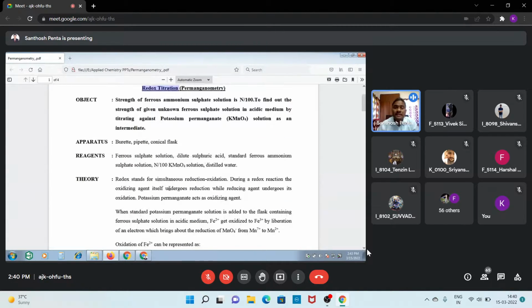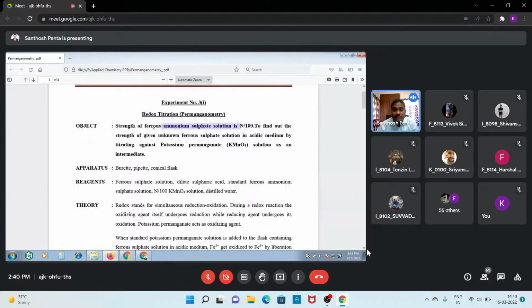See, here N/100 ferrous ammonium sulfate solution was given. Then two unknown solutions are there. First, the ferrous sulfate solution is unknown. Potassium permanganate solution is also unknown. So the initial titration is the titration of ferrous ammonium sulfate solution against potassium permanganate.